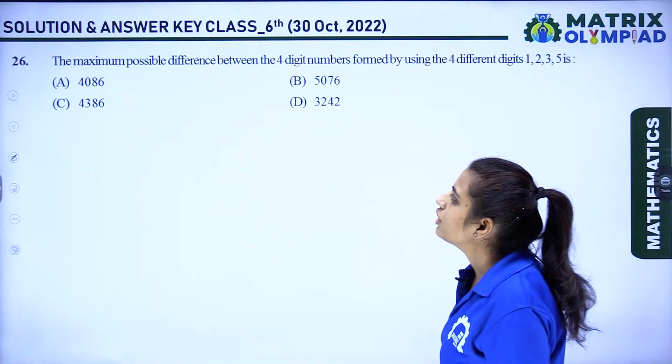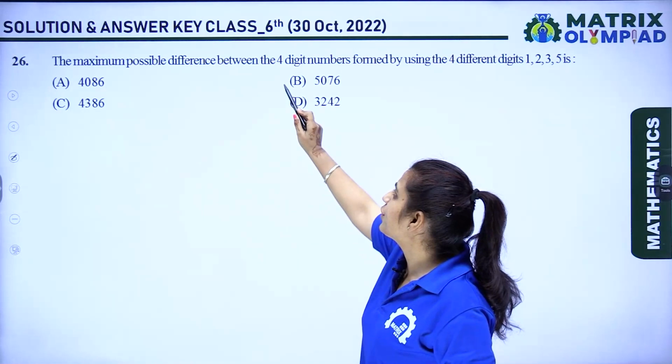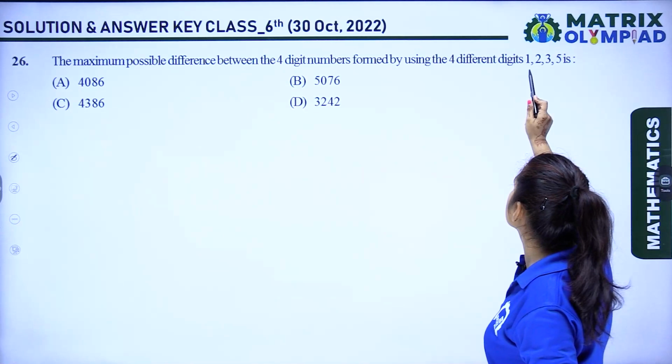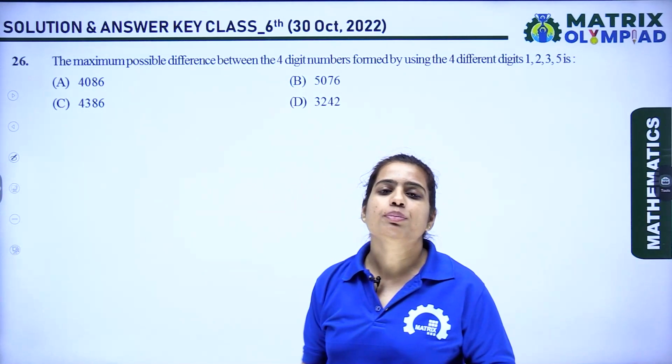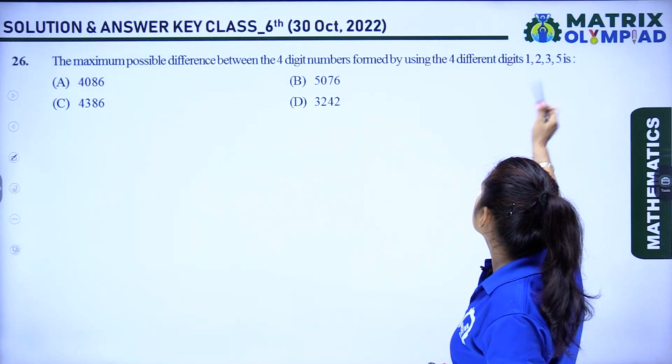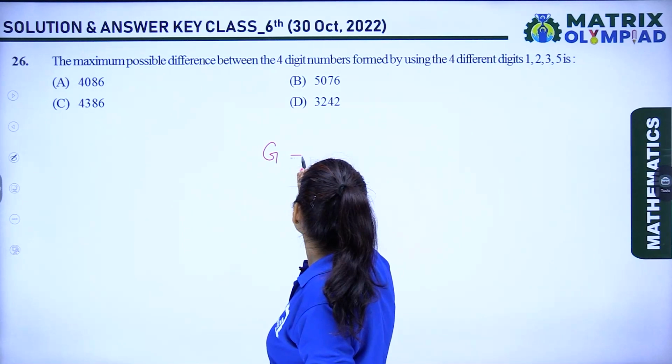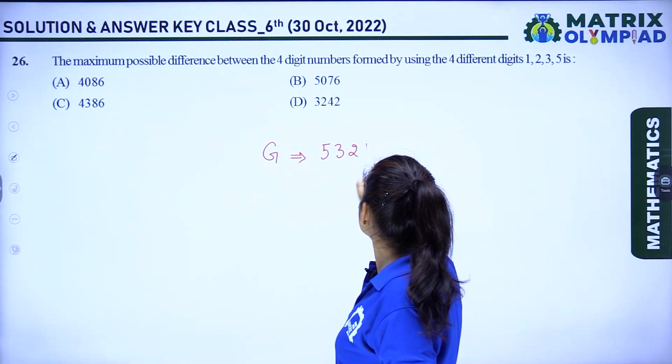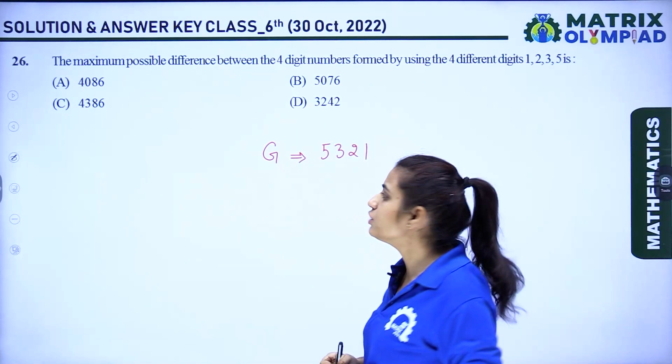Now the next question is 26. The maximum possible difference between the four digit number formed by using the four different digits 1, 2, 3, 5 is. Now, first of all, we have to form the greatest number by using these four different digits. So, greatest number is 5, 3, 2, 1. So, we can say that 5321 is the greatest four digit number formed by using these four different digits.